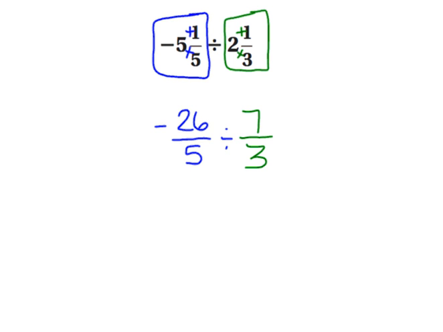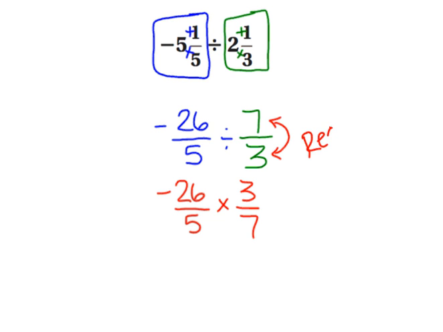Remember, when we are dividing fractions, we're going to keep the first one the same, and we're going to multiply by the reciprocal. So I'm going to change division to multiplication, and then I'm going to flip 7/3, and it will become 3/7. And once again, that is the reciprocal. That's the name for when you flip a fraction.